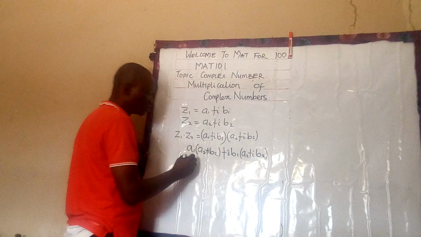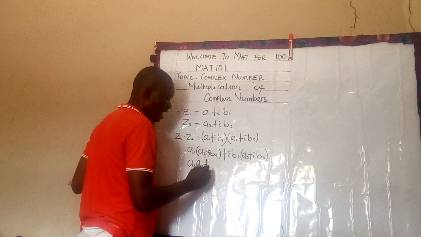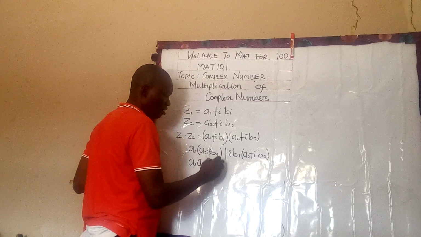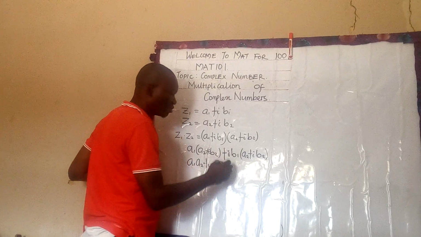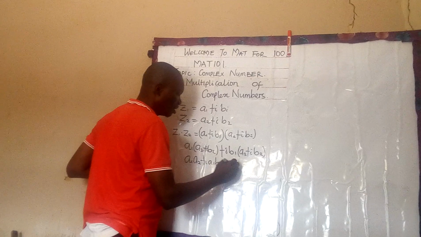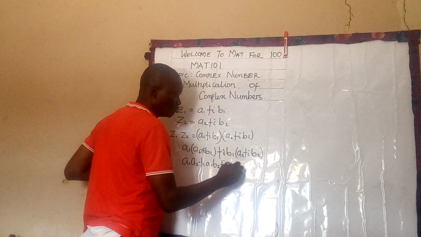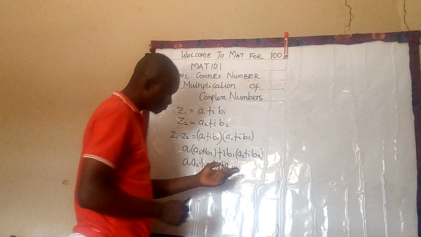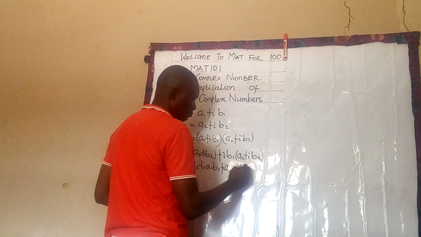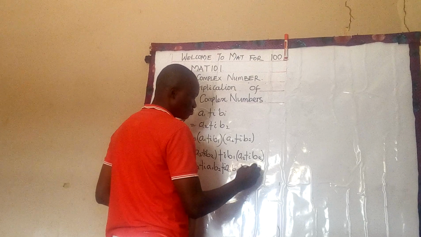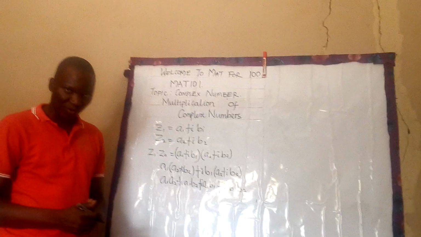Then when we use this to open the bracket, we have A1 A2 plus A1 iB2. Then we use this to also open the bracket. We have plus A2 iB1. Then we have plus i squared B1 B2. Any problem with that?